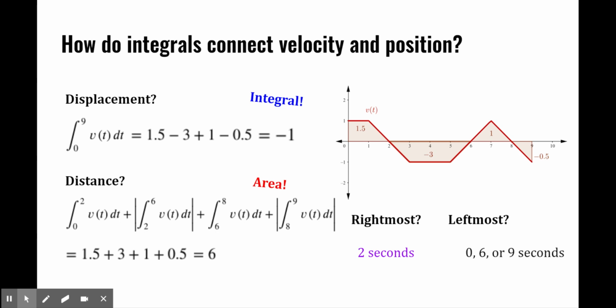There are 3 possibilities for the leftmost point, t equals 0, t equals 6, and t equals 9. Integrating each of these, we obtain 0, -1.5, and -1. So at t equals 6 seconds, the particle is at its leftmost point. Notice once again how much information we can learn about the position of a particle by analyzing integrals of the velocity function.